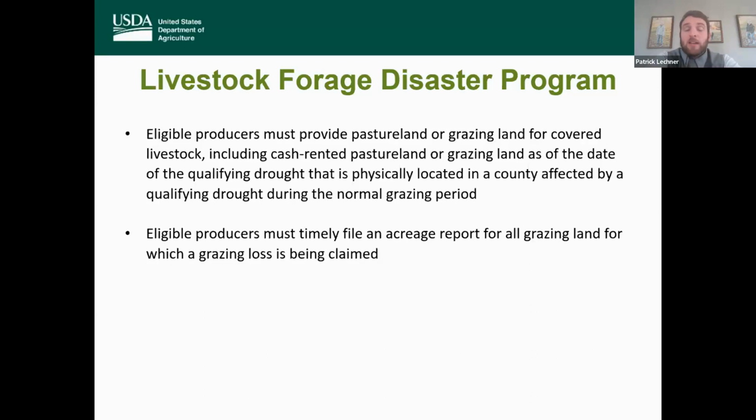When you go in and complete an LFP application, those acres that were certified to that producer as eligible grazing lands will come across onto that LFP application and be reflected directly on it. So that's why that requirement is there to report those acres during acreage reporting season, so that when we open up that LFP application, those acres will carry over to the application itself.